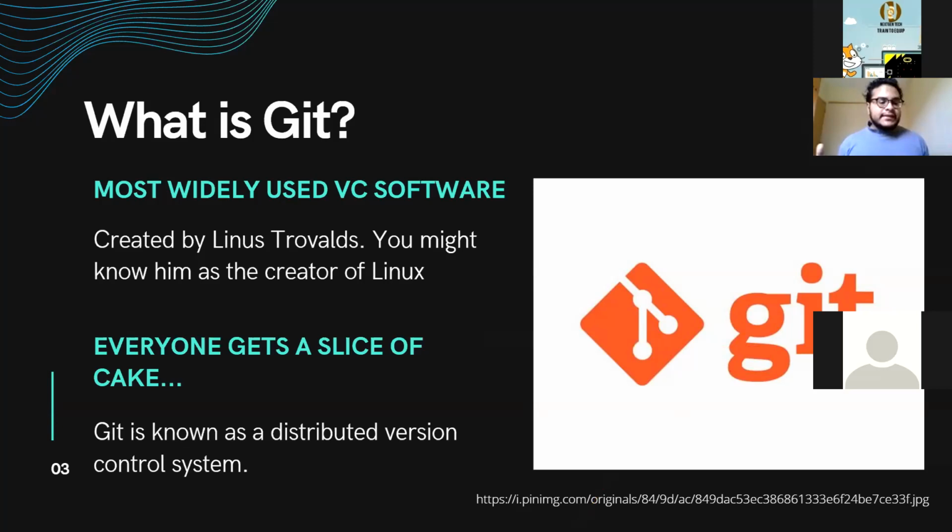But Git is different. Git is a distributed version control system where every single person has a local repository on their machine. So you can make changes to that local repository and people can access that local repository. And this is better because it's generally a safer idea, not putting your eggs in one basket. So in a sense, everyone gets a slice of the cake. That's essentially what Git is.